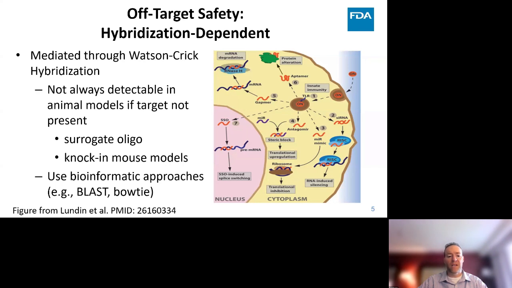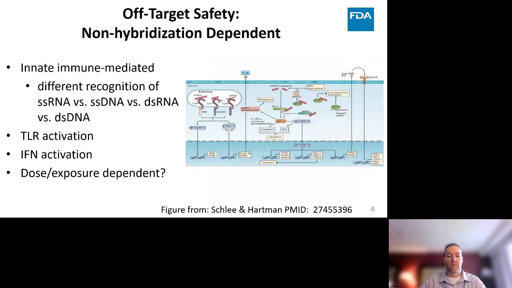Typically, off-target hybridization is best assessed through various bioinformatic approaches, such as a BLAST search or a Bowtie algorithm, to assess the potential off-targets that the oligonucleotide may represent. Now, when evaluating off-target non-hybridization dependent effects, this is typically mediated through the innate immune system. Our innate immune system is pretty good at recognizing foreign RNA and DNA, as these have been evolutionary threats to us throughout human evolution.